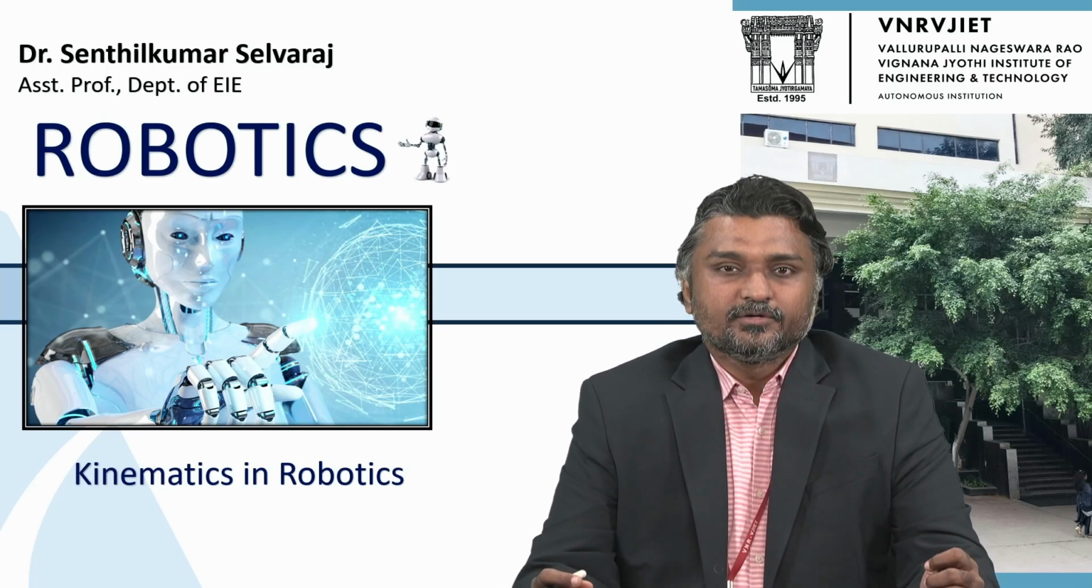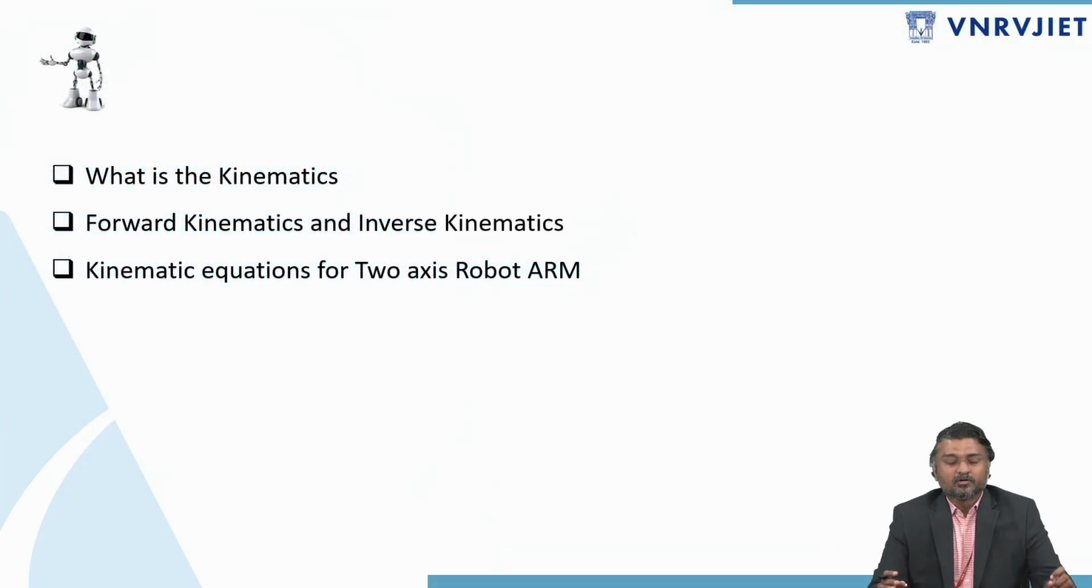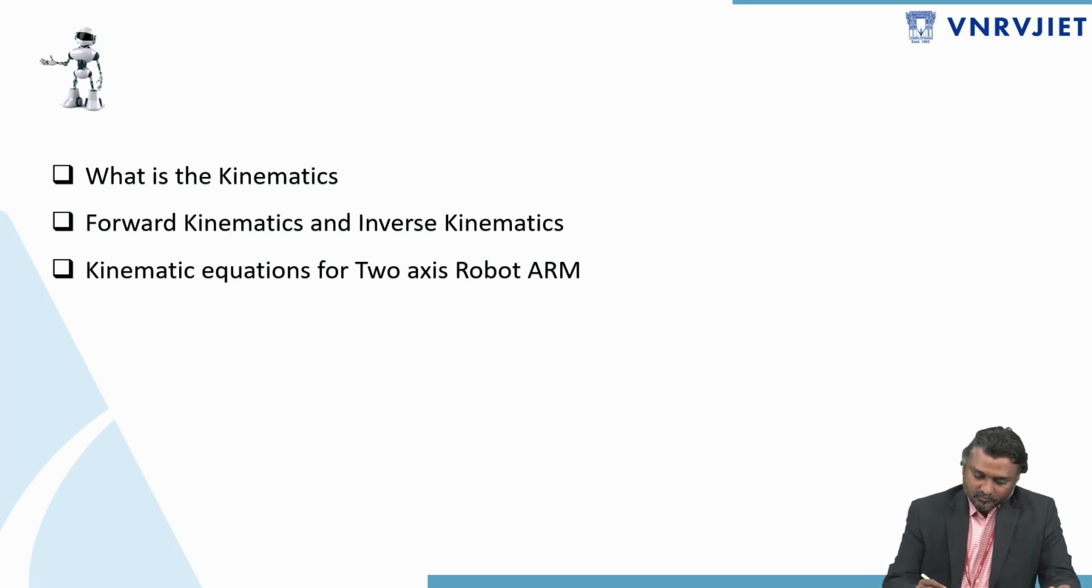So today we are going to discuss what kinematics is in robotics. Today we are going to discuss a minimum of 3 topics: what kinematics is, what forward kinematics and inverse kinematics are in robotics, and how to write the kinematic equation for a 2-axis robot arm. So first of all, what is kinematics?